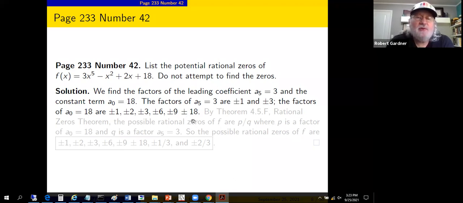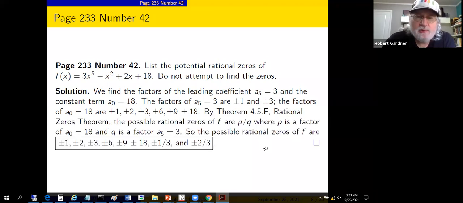So here's a list of all factors of the constant term. Here's the factors of the leading coefficient. The rational zeros theorem said if we have a rational zero of the polynomial function f, then the numerator p is a factor of the constant term a sub 0, and the denominator q is a factor of the leading coefficient. So here's what we need to do. We need to take all of the factors of a sub 0 and divide them by all of the factors of a sub 5.